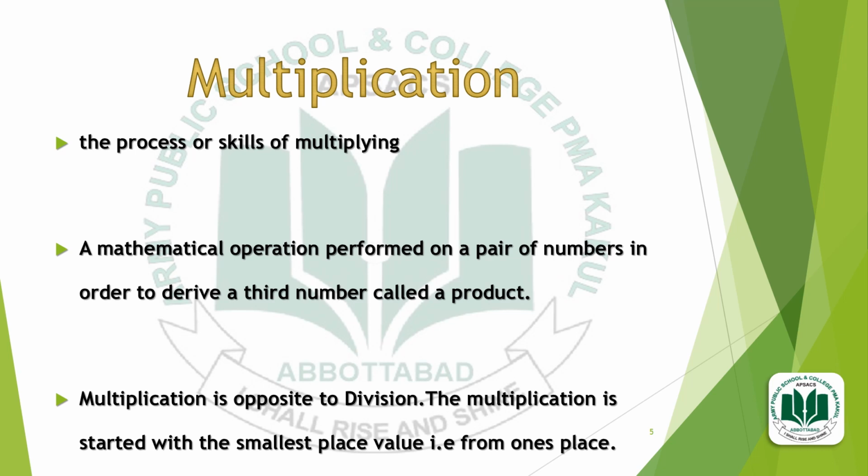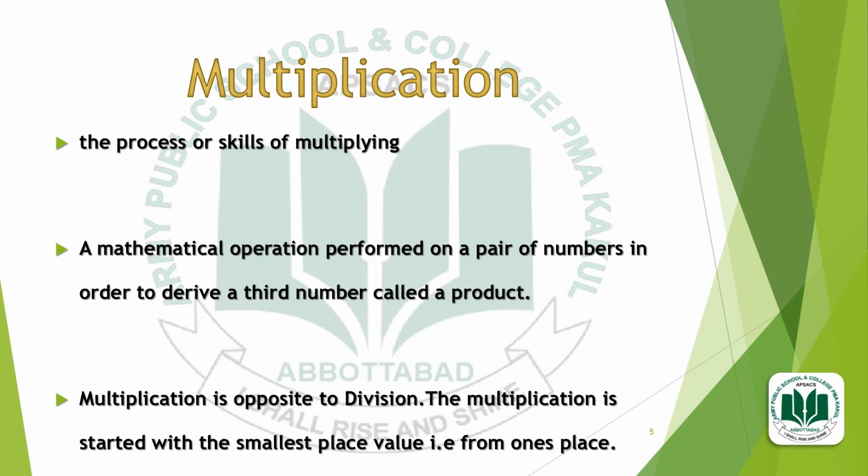Dear students, I will explain multiplication more. Multiplication is the process or skill of multiplying. Multiplication is the mathematical operation performed on a pair of numbers in order to derive a third number, which is called a product. It means that we always multiply two numbers with one another and then we get the answer, which is the third number. And that third number is always called a product. It means that the product is another name for the result of multiplication.